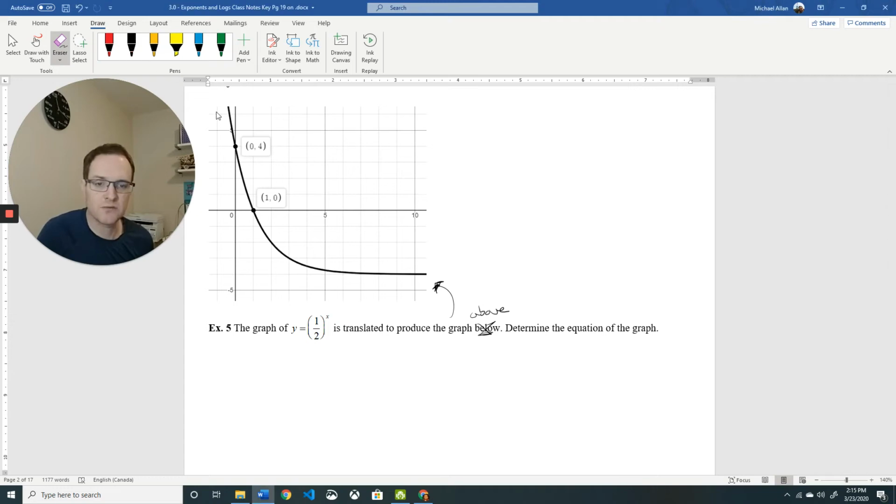What we're going to do is reverse the operation and try to figure out the equation of this graph using some information that we have down here. We're given some information about the graph: it has a base of 1/2. So a base of 1/2.